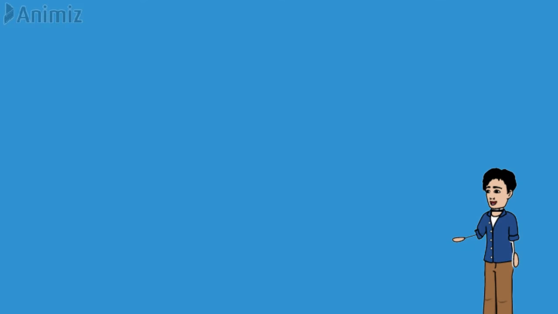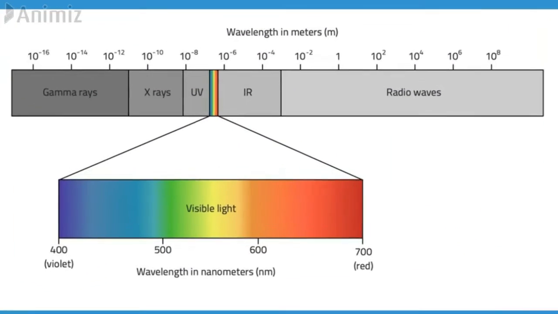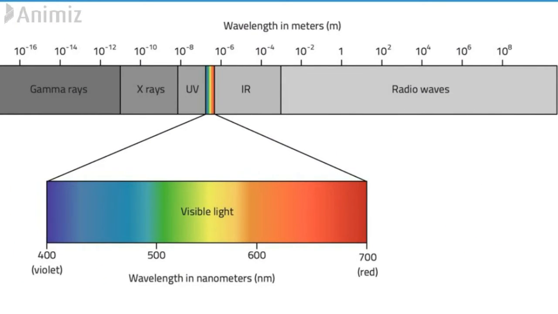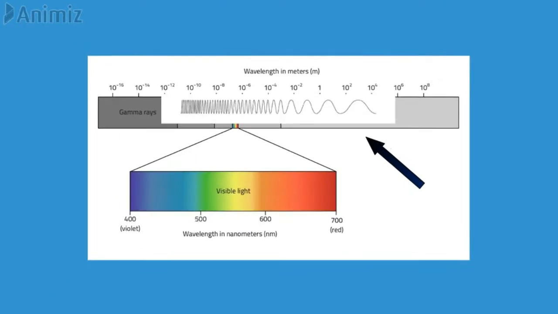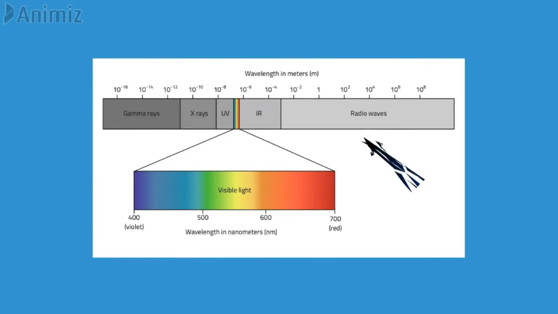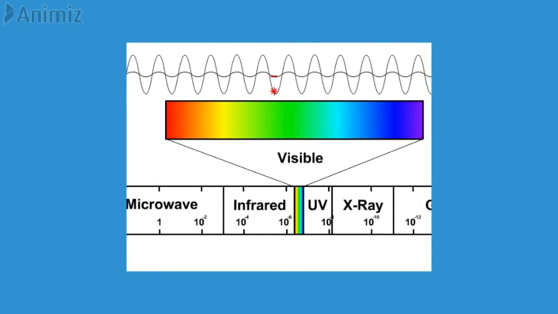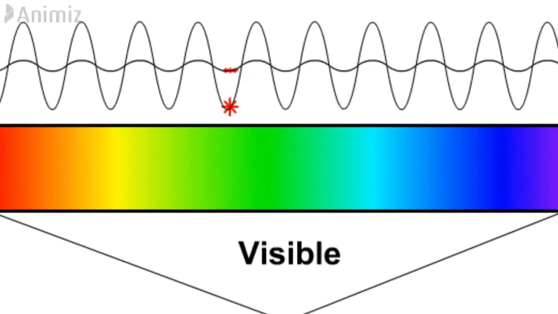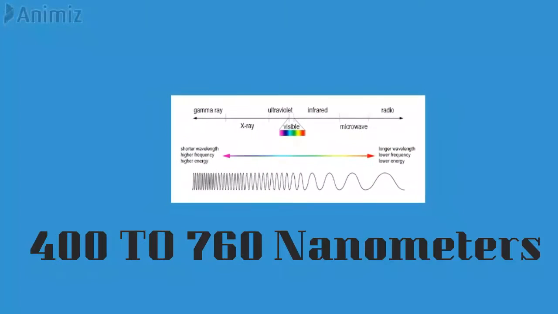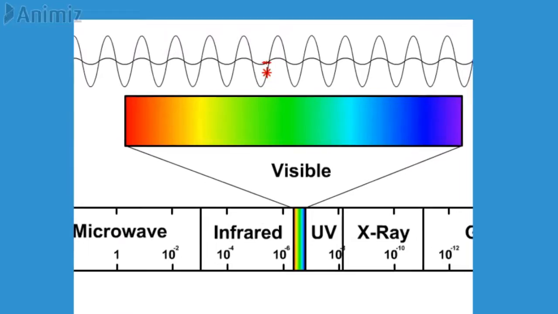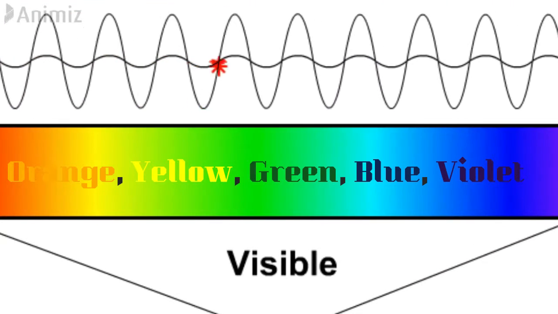There is this thing called the electromagnetic spectrum, which shows the range of frequencies of electromagnetic radiation and the respective wavelengths and energies. In the spectrum, there is one type of electromagnetic radiation called visible light that is in the portion ranging from 400 to 760 nanometers in wavelength. Each color of the light corresponds to an amount of energy. Now you know what visible light is.